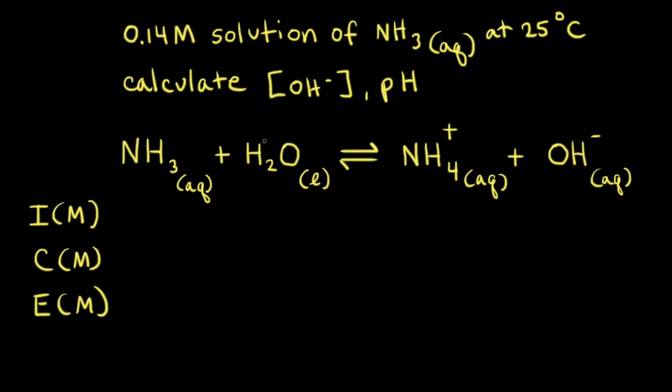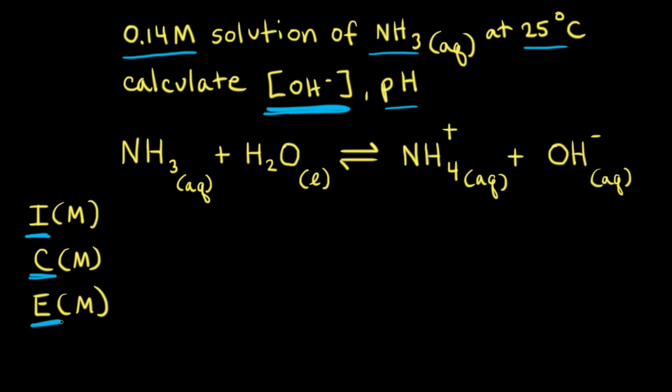Let's do a calculation with a weak base. Let's say we have a 0.14 molar aqueous solution of ammonia at 25 degrees Celsius, and our goal is to calculate the concentration of hydroxide ions in solution, and also the pH of the solution at 25 degrees Celsius. First we're going to calculate the equilibrium concentration of hydroxide ions, and to help us do that we're going to use an ICE table, where I stands for the initial concentration, C is the change in concentration, and E is the equilibrium concentration.